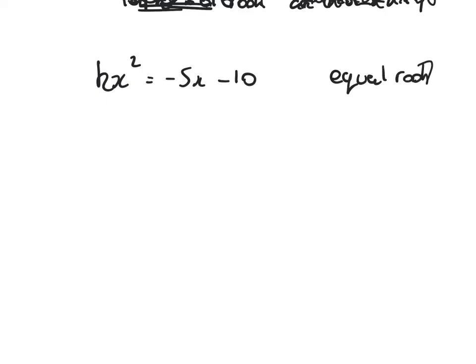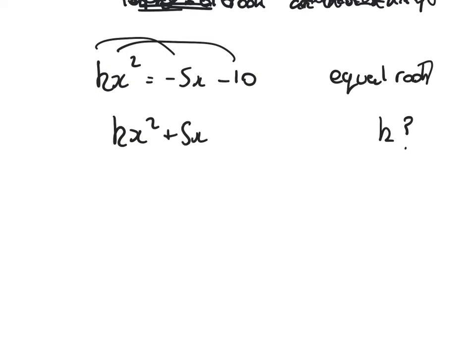Okay, let's try another. We've got the quadratic equation kx squared equals minus 5x minus 10. We're told that the roots are equal. And the task is to find the value for k. So first of all, we must make the equation equal to 0. So that's kx squared plus 5x plus 10 is equal to 0. We can now identify a, b and c. A is k, b is 5 and c is 10.